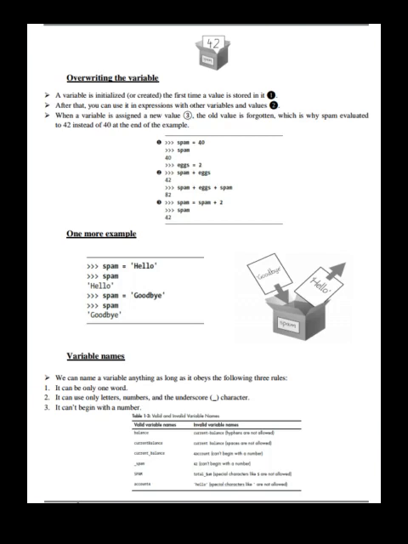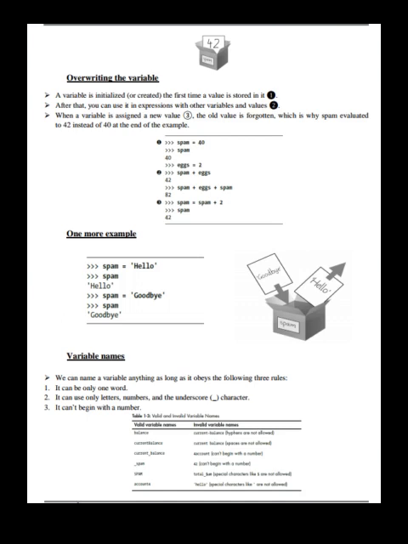A variable is initialized or created the first time a value is stored in it. After that, you can use it in expressions with other variables and values. When a variable is assigned a new value, the old value is forgotten, which is why spam evaluated to 42 instead of 40 at the end of the example. See here. One more example is as shown below.